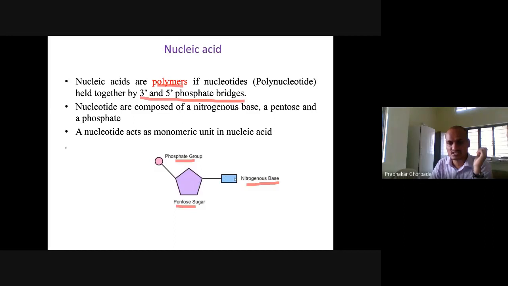Here nitrogenous bases are attached, and at this position the phosphate group is there. So this one is a simple nucleotide structure. Nucleotide acts as a monomeric unit in the nucleic acid. So this one is a single nucleotide. If we have nucleotides stacked on each other, that is a polynucleotide structure, right? So right now this nucleotide is a monomer, and if you join more than two monomeric structures, it becomes polymeric.